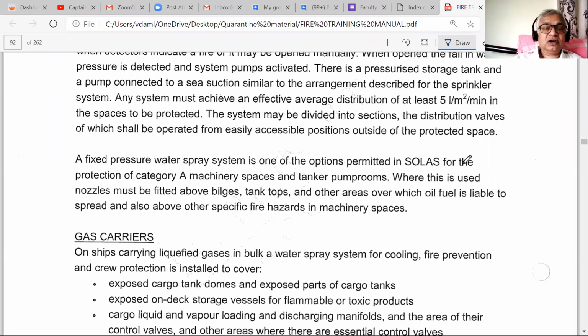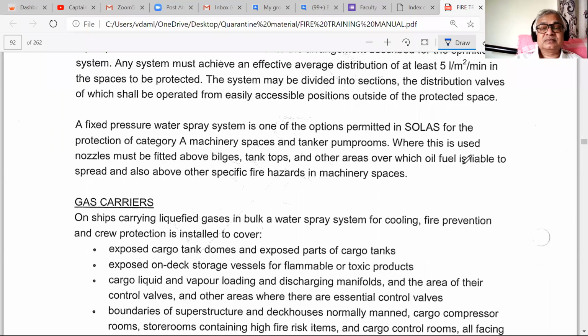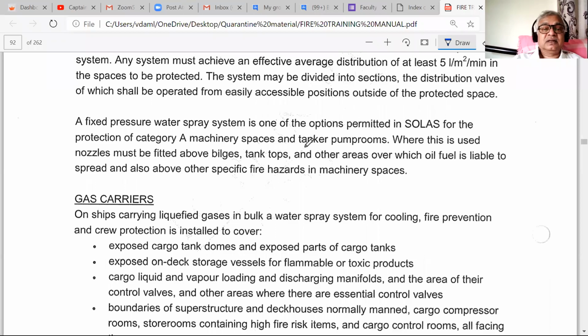Then you have got fixed pressure ones. Again, this is like tanker pump rooms and all. Basically, the idea of this fixed pressure or other high pressure system is you use very little water, so the pumping out and all is not a big criteria. You are removing heat. That is the main criteria.